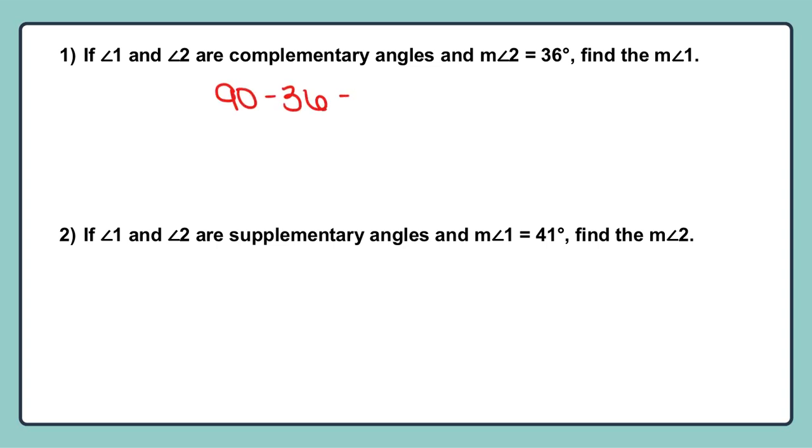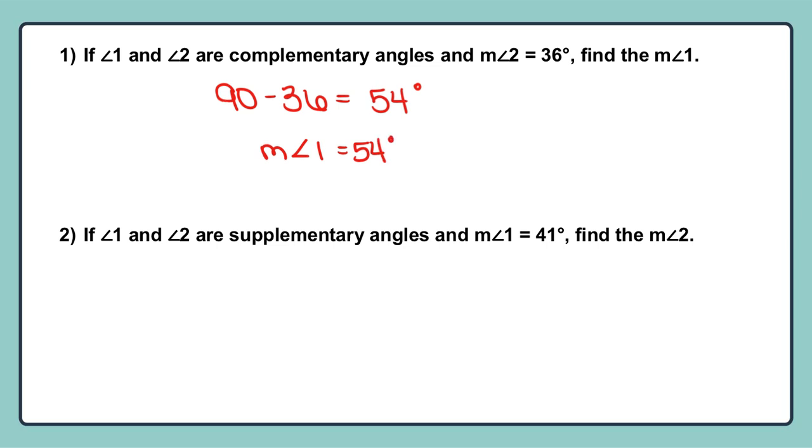And what'd you get? 54 degrees. 54 degrees. That works. All right. So if I wanted to write this nicely, I'd put m angle 1 equals 54 degrees. So the measure of angle 1 is 54 degrees.